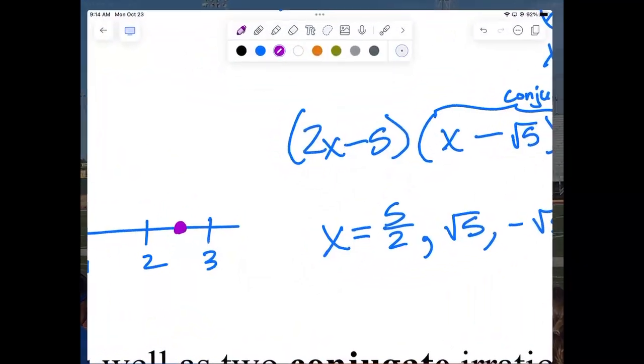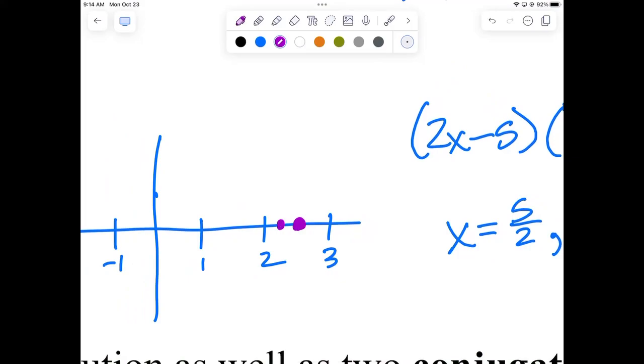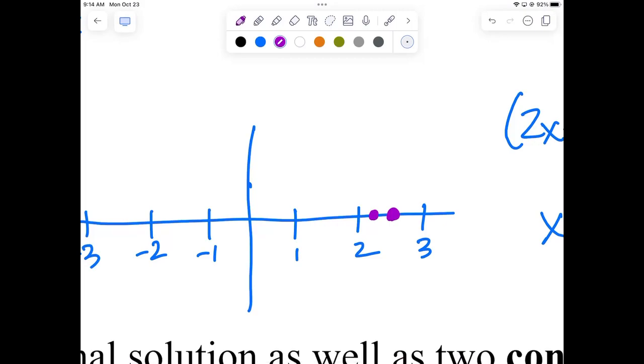Well, anyway, just trust me. The square root of 5 is going to be less than 2.5. It's going to be right there. Okay? And then the negative square root of 5 is going to be right around here.